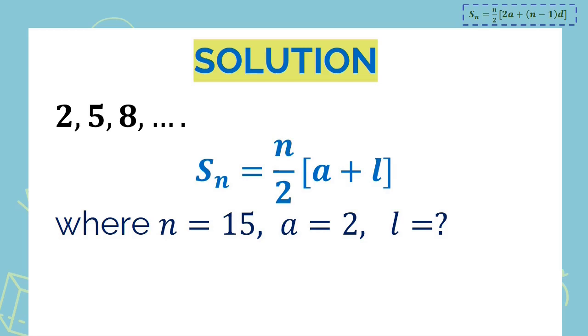But there is one thing missing. That is the last term. If you look at the sequence given in the question, we were only given 2, 5, 8, and the rest of the sequence was not given. So it means the last term is missing. So before we can find the sum of the first 15 terms, we need to look for the last term. And we know that the last term is given by A plus n minus 1 all multiplied by D.